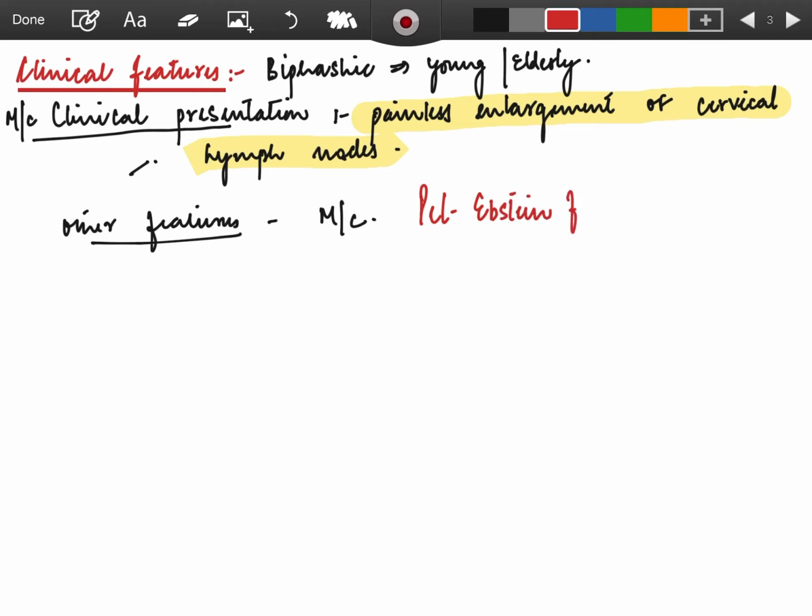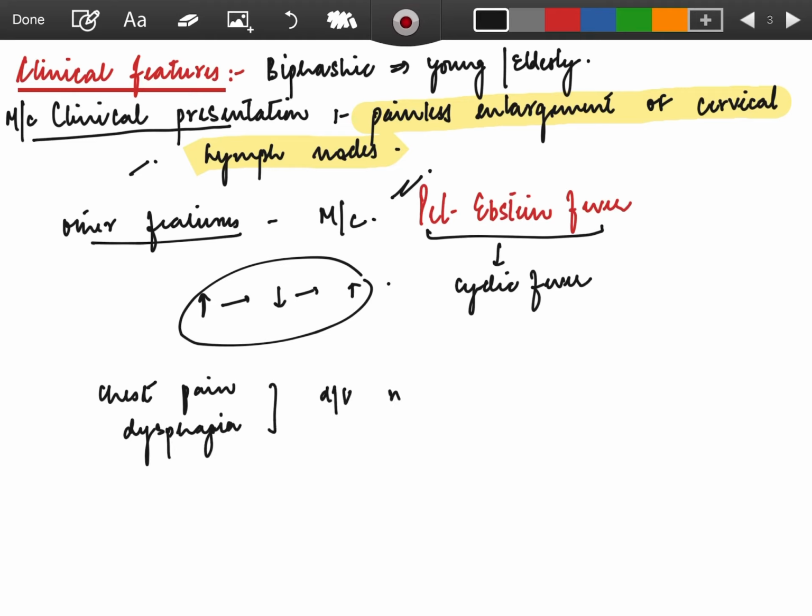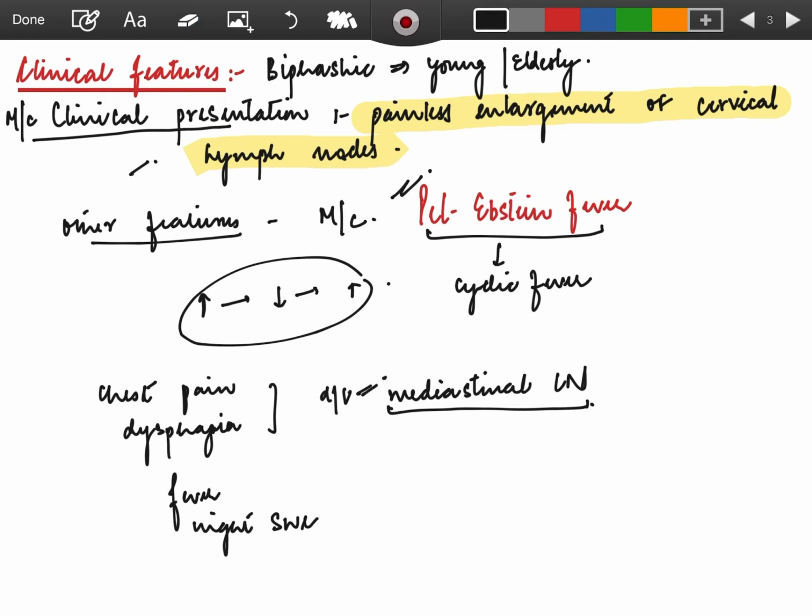And there is a characteristic presence of Pel-Ebstein fever. So what is Pel-Ebstein fever? It is a cyclic fever that comes in cycles, that is, firstly the temperature rises and then it decreases, and the fever again occurs. So it is called Pel-Ebstein fever. Other features include chest pain and dysphagia if there is involvement of the mediastinal lymph nodes, and maybe other features like weight loss and night sweats.